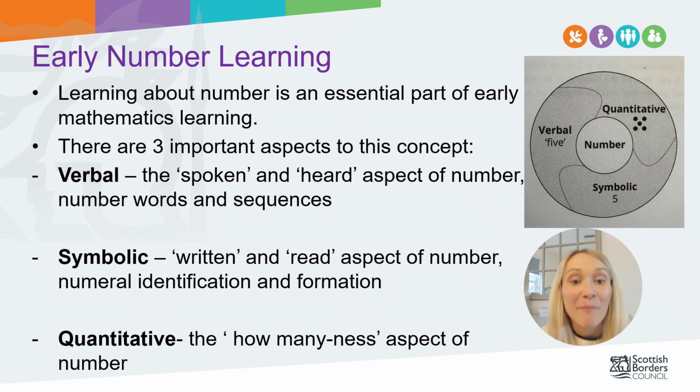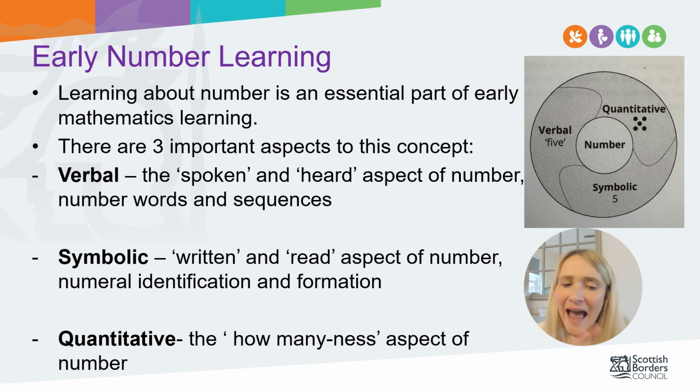Learning about number is an essential part of early mathematics learning. And there are 3 important aspects to the concept of number. You have the verbal aspect, which is the spoken or heard aspect of number. That's number words, number sequences, orally saying them out loud. You then have the symbolic aspect of number. That's the written part, being able to read different numbers, being able to identify different numbers, and also being able to form your numbers. That's the symbolic part. And then you've got the quantitative part.